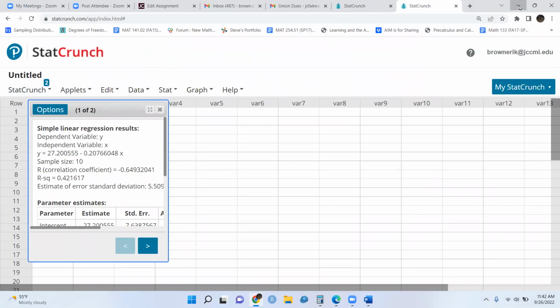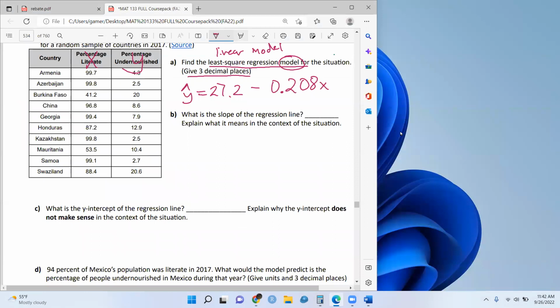One, two. Oh, my answer is wrong, by the way. Rat. Were you all bothered by that?